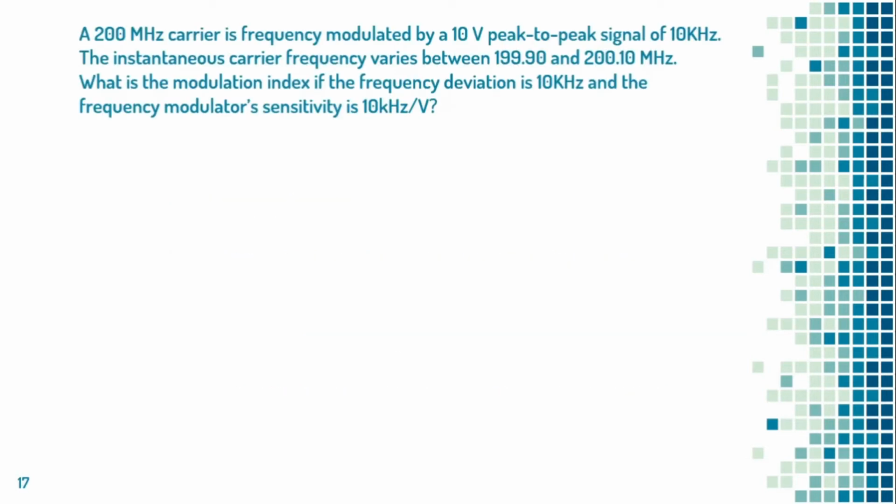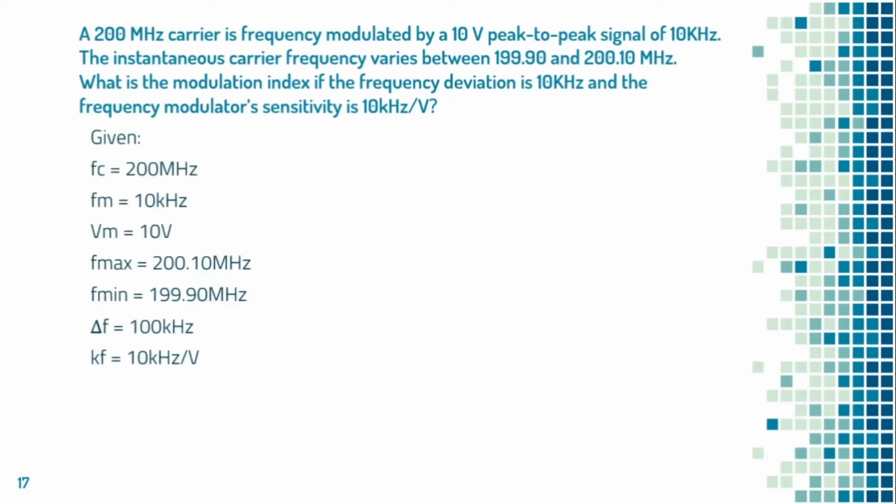shift. Here's an example. A 200 MHz carrier is frequency modulated by a 10 volt peak to peak signal of 10 kHz. The instantaneous carrier frequency varies between 199.9 and 200.1 MHz. What is the modulation index if the frequency deviation is 10 kHz and the frequency modulator sensitivity is 10 kHz per volt? So, ang hinahanap natin dito is modulation index. At ang given is, we were given the carrier frequency, the modulating frequency, the modulating voltage, the maximum modulated frequency, the minimum modulated frequency, the frequency deviation, and the deviation sensitivity.